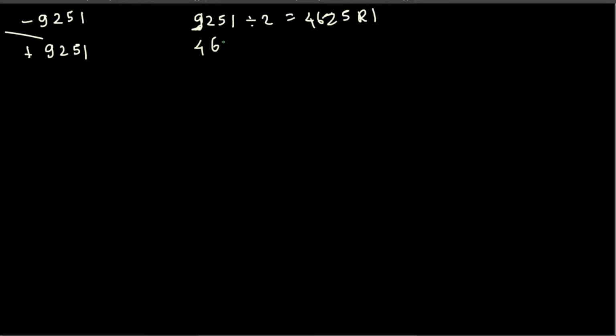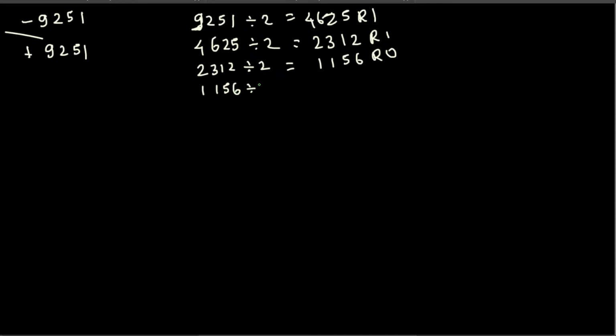And then 4,625 divided by 2, that becomes 2,312, and the remainder is 1. 2,312 divided by 2, that gives us 1,156, and the remainder is 0. 1,156 divided by 2, that gives us 578, and the remainder is 0. 578 divided by 2, that gives us 289, and the remainder is 0.